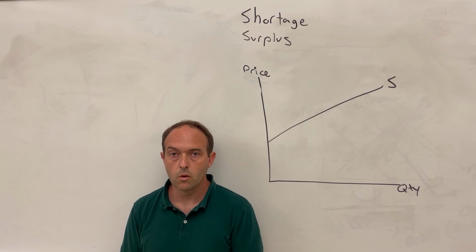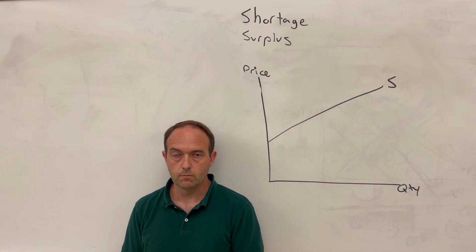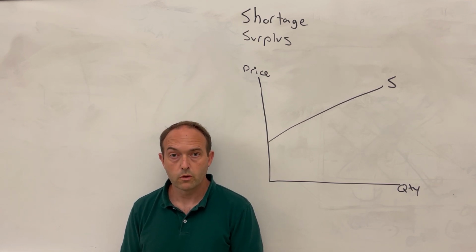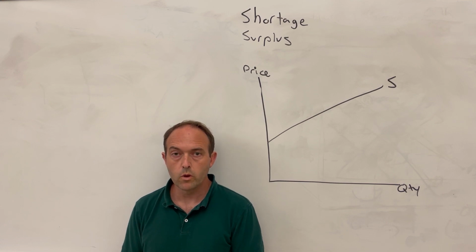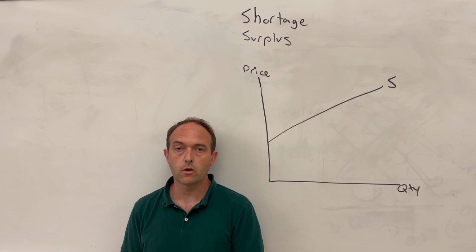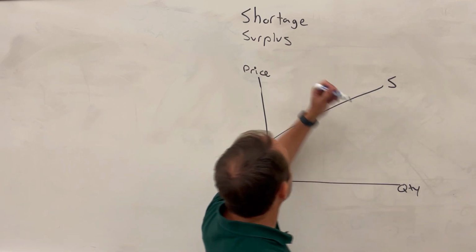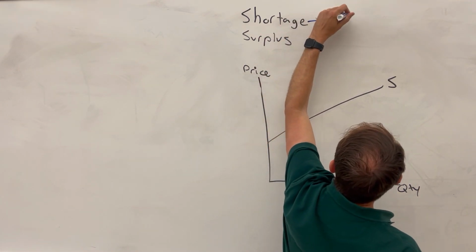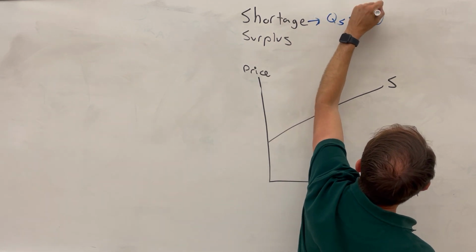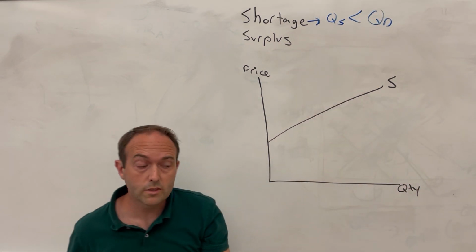In this video, I'm going to use our basic introductory market graph to explain what shortages and surpluses are and how they're created. So first, a shortage is when the quantity demanded in a market is greater than the quantity supplied. So shortage is when quantity supplied is less than your quantity demanded.